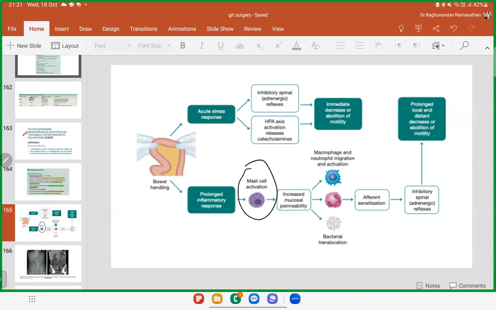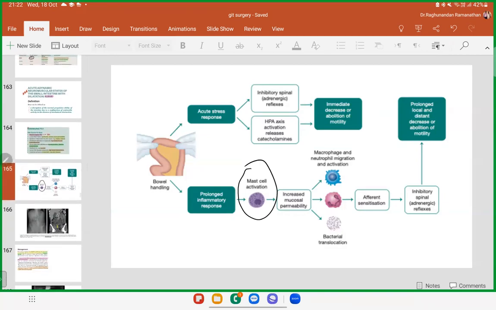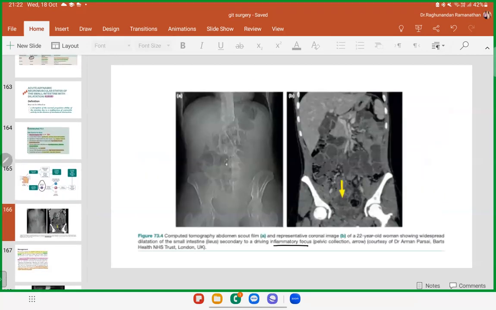The second pathway is the chronic one. Inflammatory cells come and act: mast cell activation, macrophage and neutrophil migration. All these cause afferent sensitization and inhibit your spinal reflexes, especially your adrenergic reflexes. Prolonged local and distant decrease or abolition of motility leads to this motility disorder, which we call adynamic bowel obstruction.